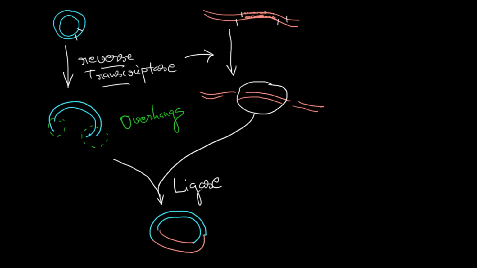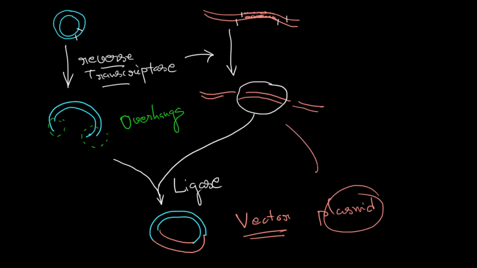So thus we create a special plasmid that acts as a vector. So this is a vector plasmid. Vector means something that carries something else. So in this case, this plasmid carries that particular gene with it within the bacterial cell. So why do we use plasmids for this purpose?